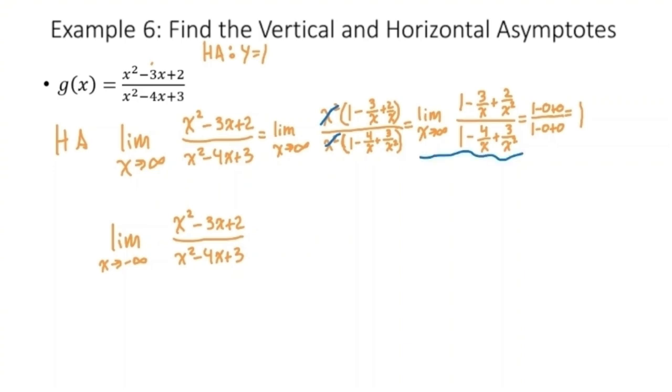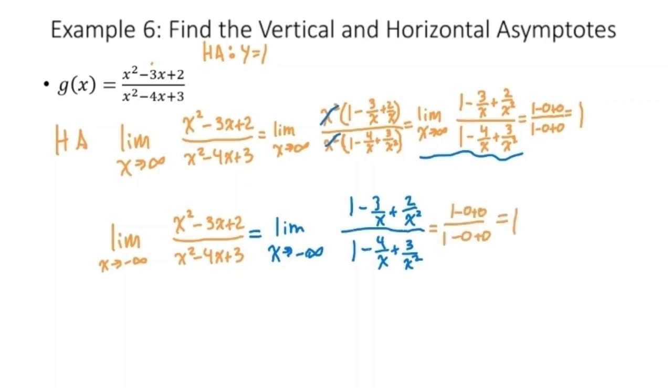up to the step that we just underlined. So copying the results from our previous work, we have that our limit will equal the limit as x approaches -infinity of (1 - 3/x + 2/x^2) over (1 - 4/x + 3/x^2). Now we can evaluate our limit as x approaches -infinity, and we also get 1. So our function only has one horizontal asymptote, which is y = 1.